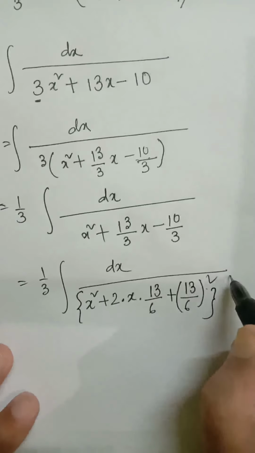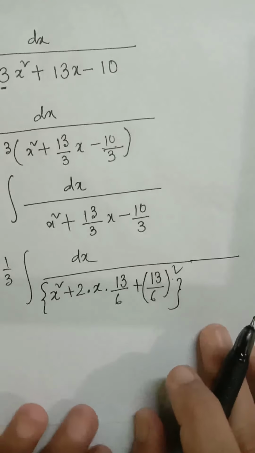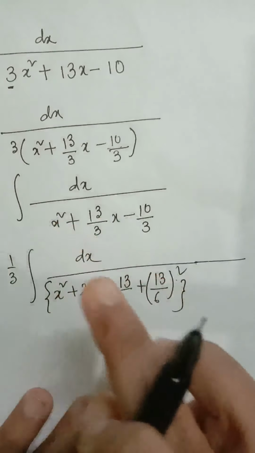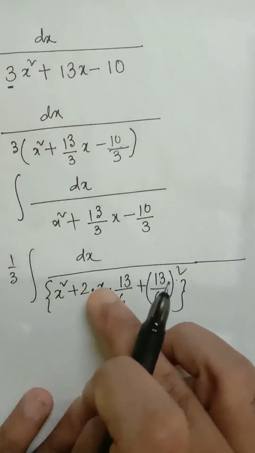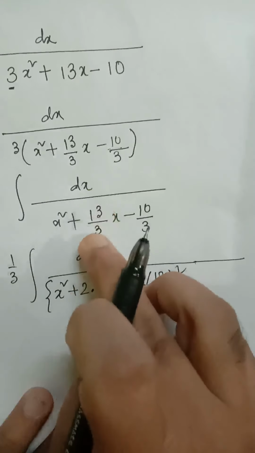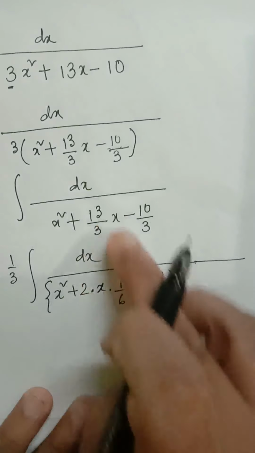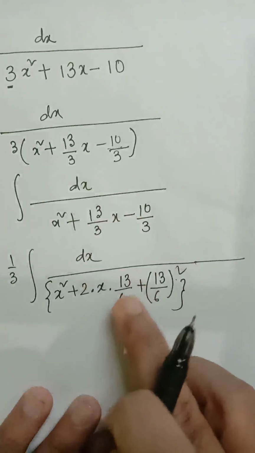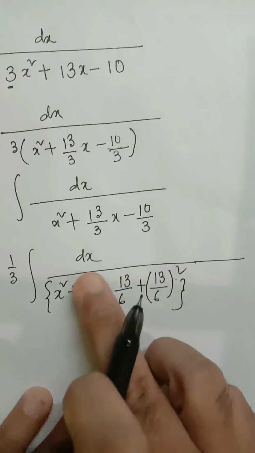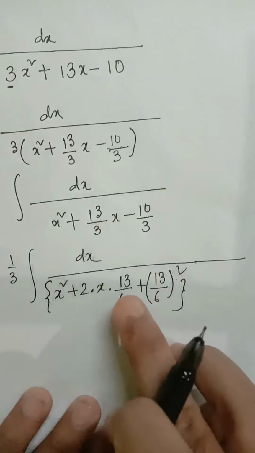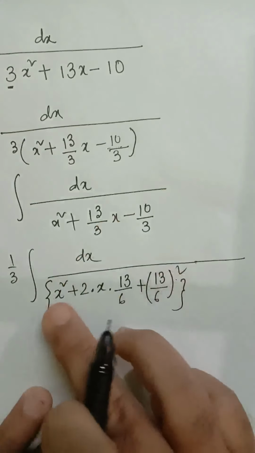Look carefully, this is very important. First of all we have to express this in terms of a whole square. So for that, what I have done: x square plus 2 into x into, here this term is 13 by 3 x. To get 13 by 3, I have divided 13 by 6. In that case, 2 and 6 will get cancelled. We will get 13 by 3 x plus b square, a square plus 2ab plus b square.